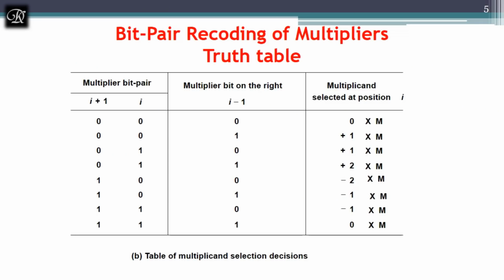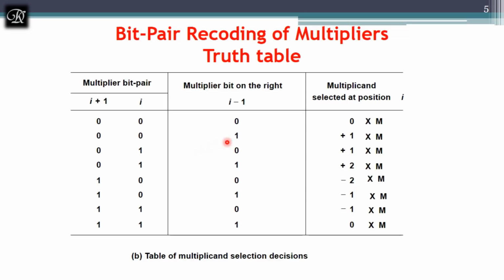Let's see the bit pair algorithm's recoding truth table. Compared to Booth, where we had only 2 bits, the previous value and the current value, here we also have the next value. There are 3 bits here, so based on that, the truth table is designed. As in Booth, when all the bits are the same, the result will be 0. In the next cases, the values will change.